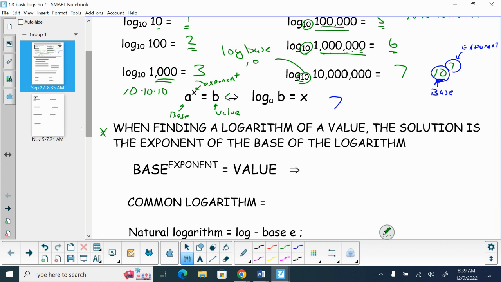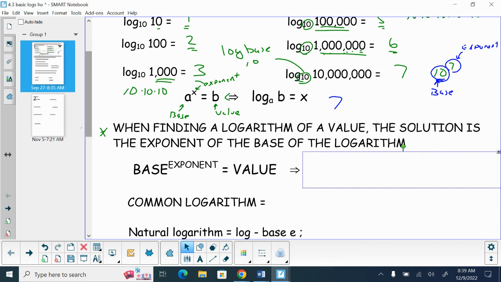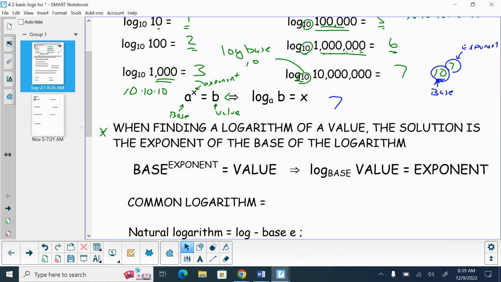Well, if you have an exponent, you have to have a base. The base is the base of the logarithm. So we have base, we have exponent, we have a value. Once again, this is a key relationship to remember. We have a log with a base of some value is equal to an exponent.